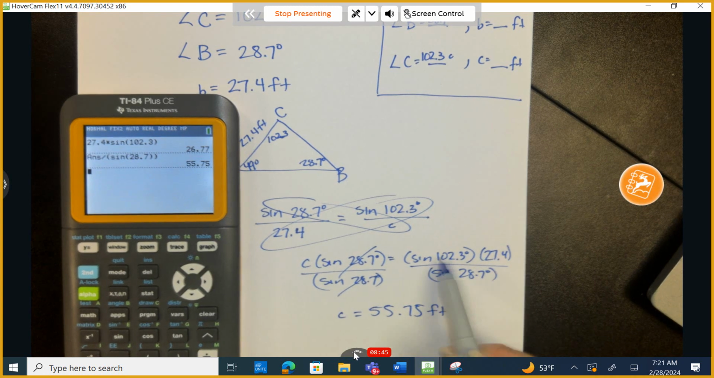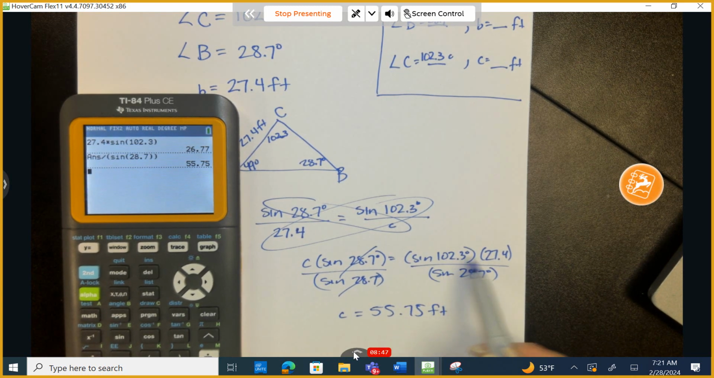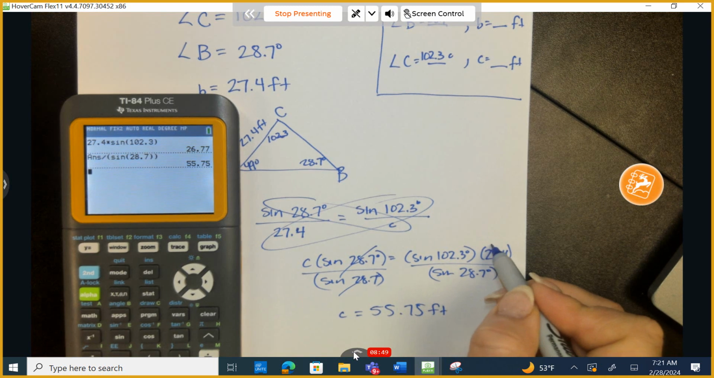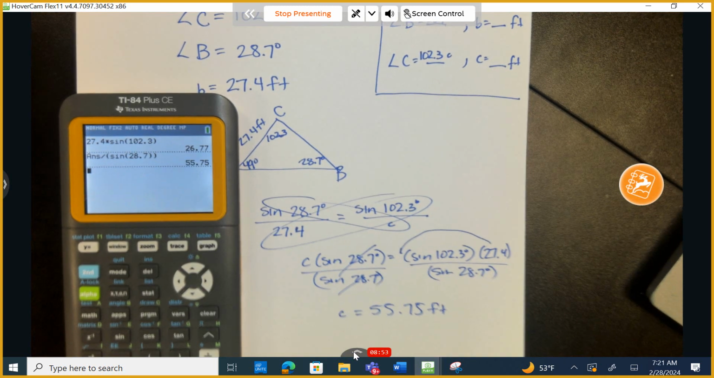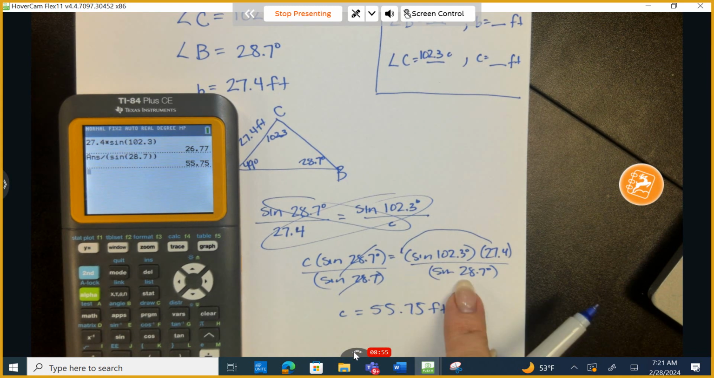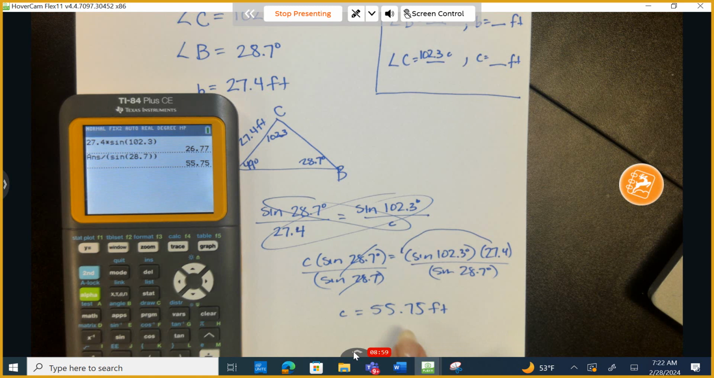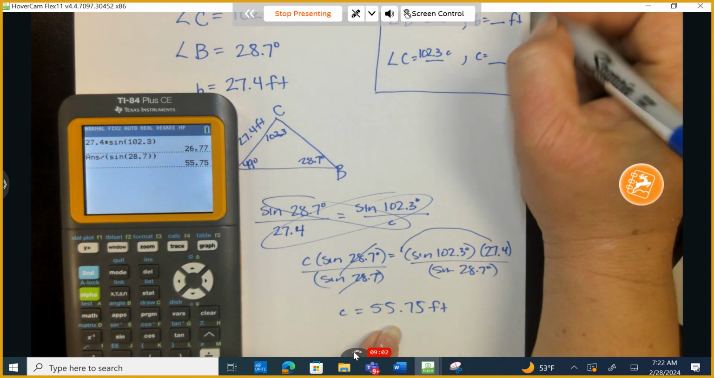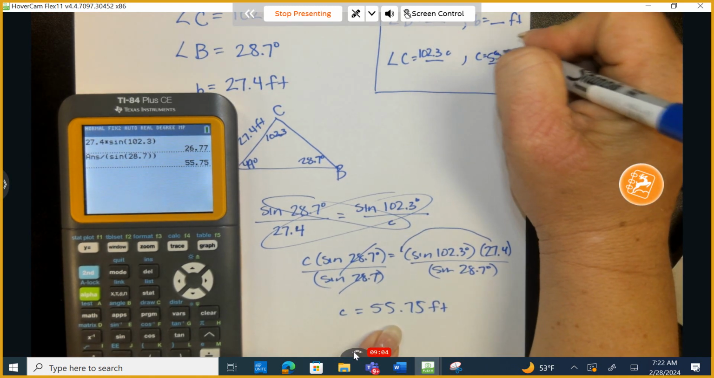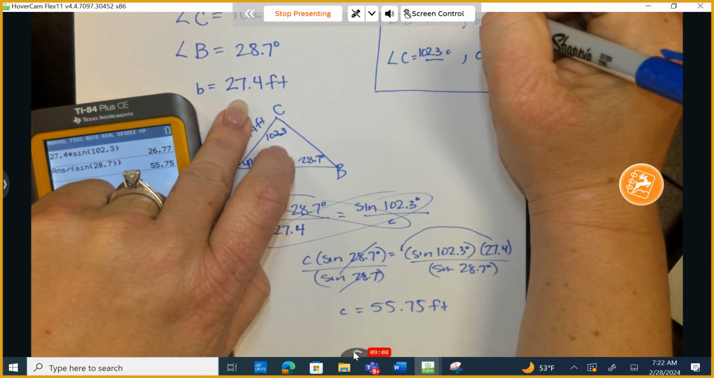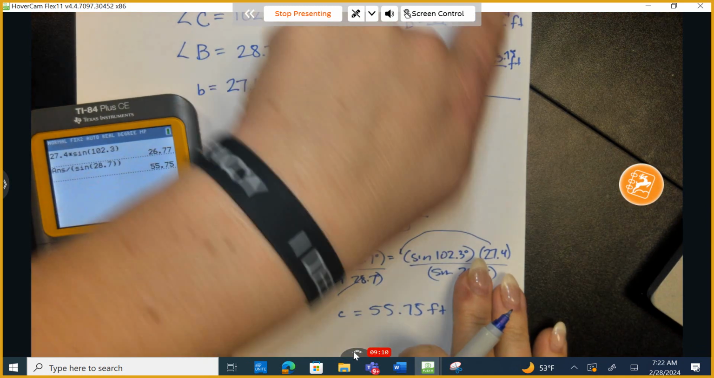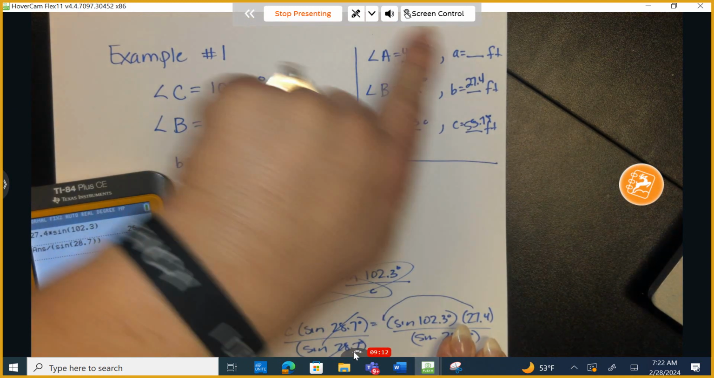I divide. The only complication students have with this sometimes is that when they're plugging it in, I choose to put this in front so that it doesn't read the sine of this times this. Sometimes that's a problem, and then I press enter and then divide by the sine of 28.7. Please practice this as we go. Okay, I'm going to come up here right away and write this in. So 55.75, also I already know that side B is 27.4. You're going to have to write this down at the beginning of every problem.